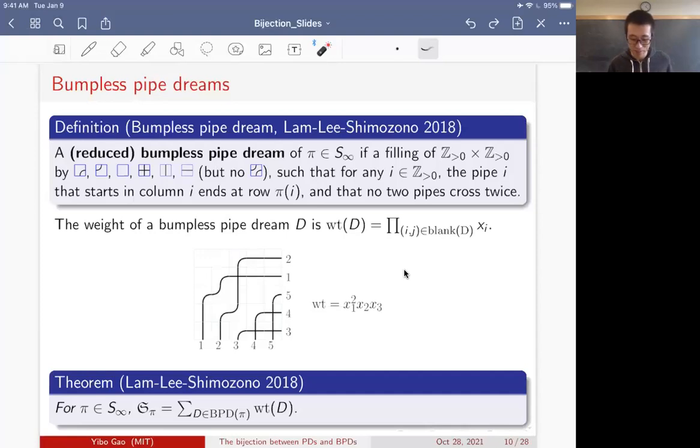Thanks for the question. So a theorem by Lam, Lee, and Shimozono, which really is in a much more general context, is that the Schubert polynomial is equal to the sum of weights of all the bumpless pipe dreams. By the way, I should also mention that this is, as before, a filling of the whole infinite grid. So you may wonder how I'm going to add the other pipes, and the answer is I add the other pipes here. So the pipes can be extended like that, and the other pipes will go like this. You can extend them to infinity. All right.